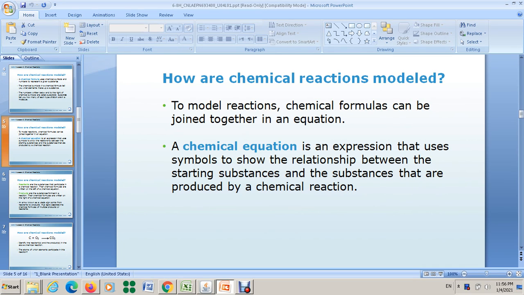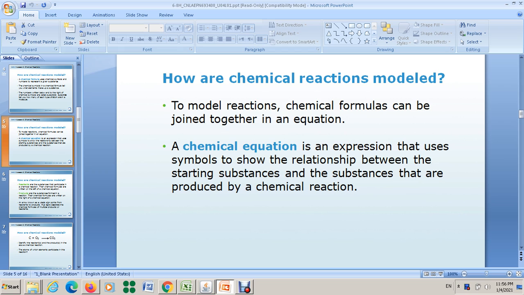Hello everyone. In this lesson we want to talk about the chemical equation. We have studied what is the chemical reaction and what is the chemical formula. Now we want to know what is the chemical equation.